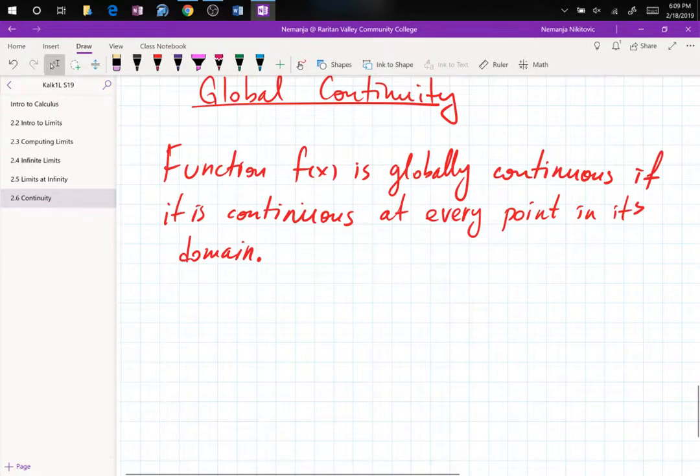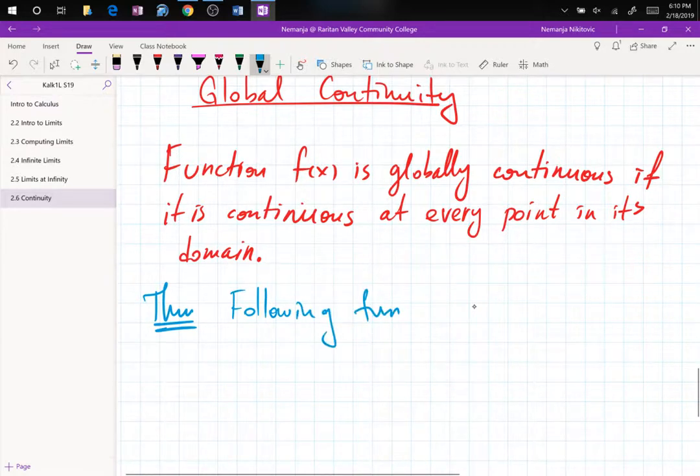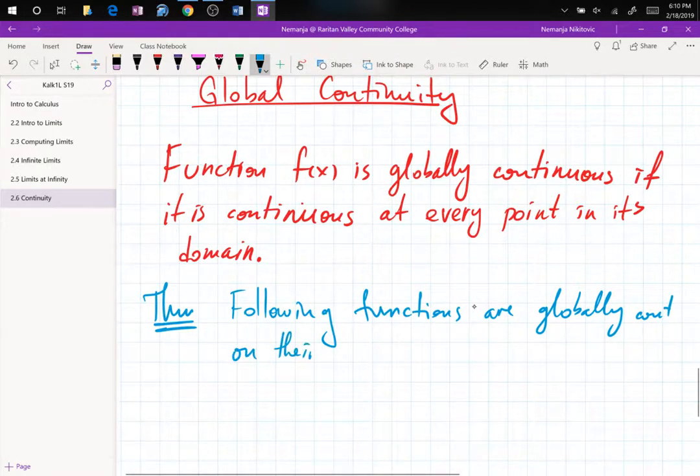Luckily, we have theorems. You learn the theorems, and you can do the problems. You don't learn the theorems, you are doomed in calculus. So, a major theorem states the following functions are globally continuous on their domains.